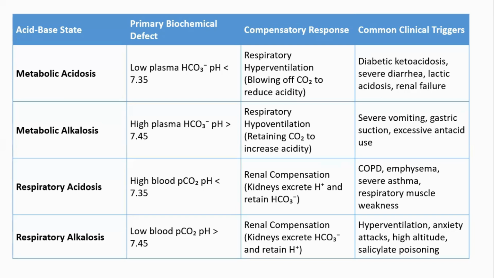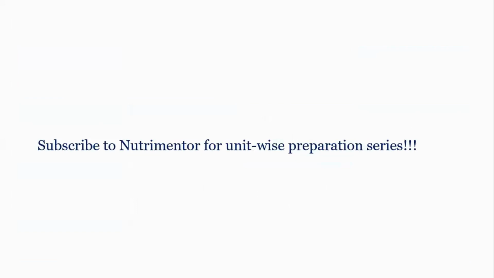For CPGET, always remember one simple rule. Metabolic problems involve bicarbonate, respiratory problems involve carbon dioxide, lungs act fast, kidneys act slow. If you remember this single line, acid-base balance will become much easier for you. That's your complete acid-base balance revision in just a few minutes. Revise these four disorders regularly because one direct question almost appears every year from this area in competitive exams.